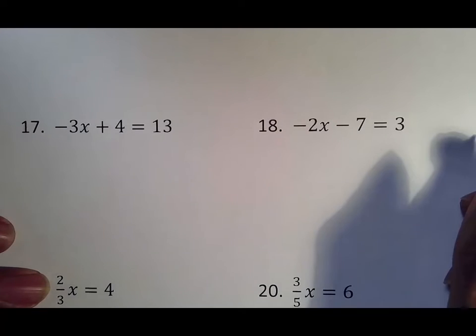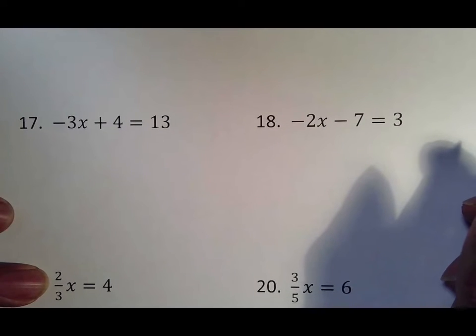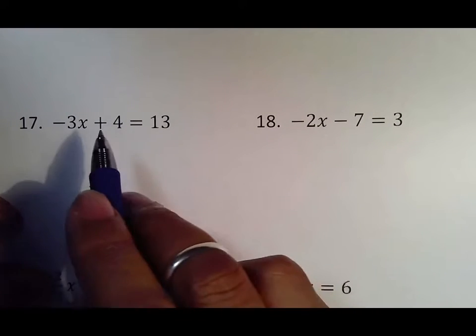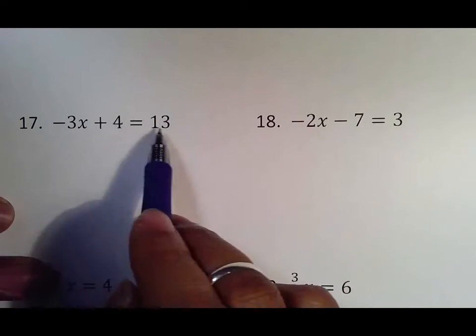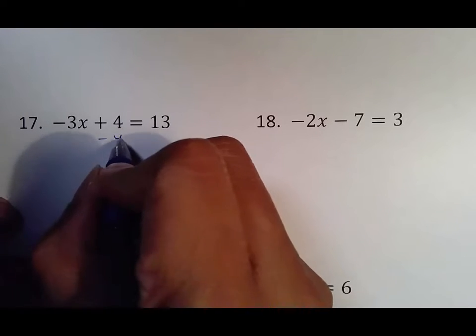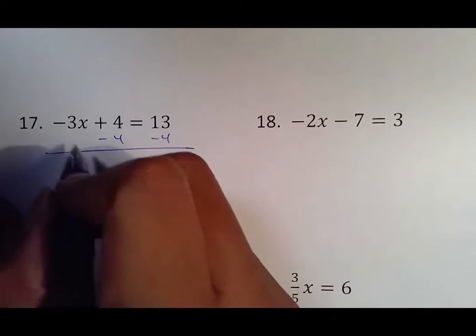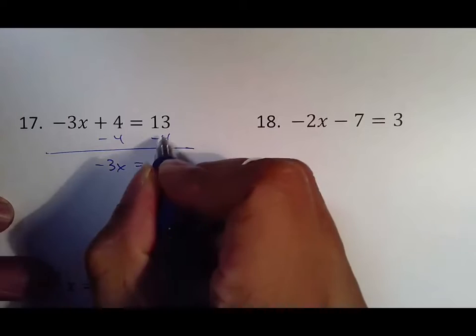17 and 18, we didn't really cover much. I mean, you only got 2 of them, but it's the same thing as 1 through, or whatever it might have been, 5 through 8. I don't know what the numbers were, but it's the same thing. You get rid of the 4 first by subtracting 4. Don't forget to bring down the full negative 3x.